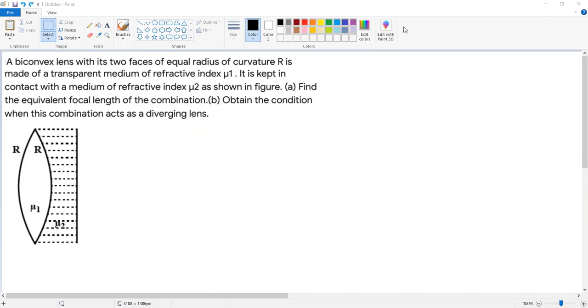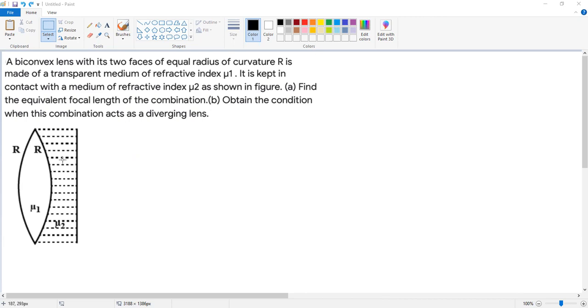A biconvex lens with two faces of equal radius of curvature r is made of a transparent medium of refractive index mu1. It is kept in contact with a medium of refractive index mu2 as shown in the figure. Find the equivalent focal length of the combination. Obtain the condition when this combination acts as a diverging lens.